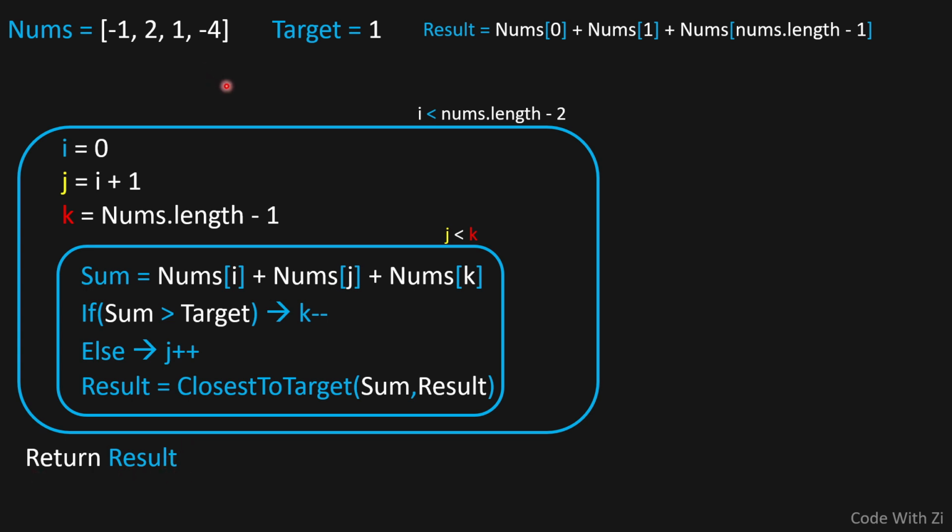Now, before we start our visualization, you have to know that we have to sort our numbers for this algorithm to work. So let's do that. This is literally the same array. We just sorted it from the smallest number to the biggest number. And now let's start our visualization.